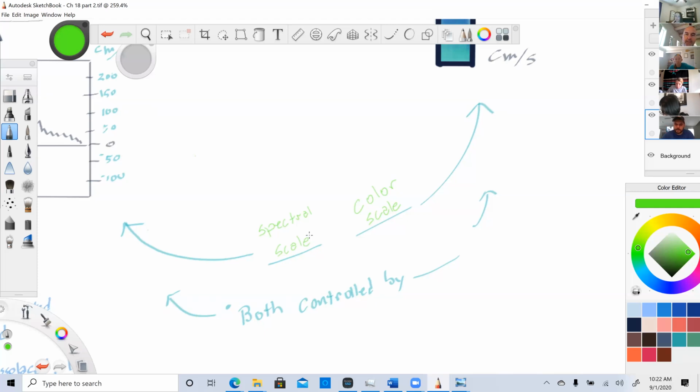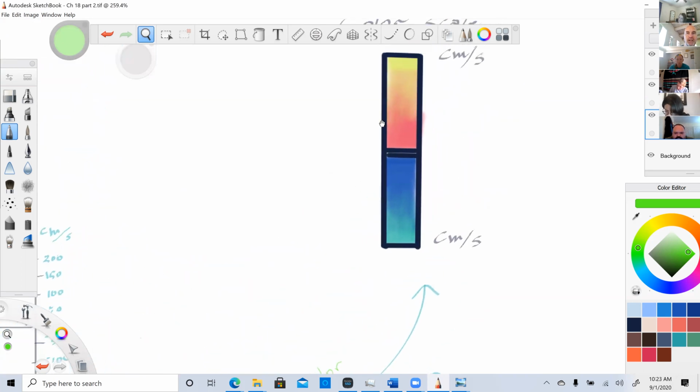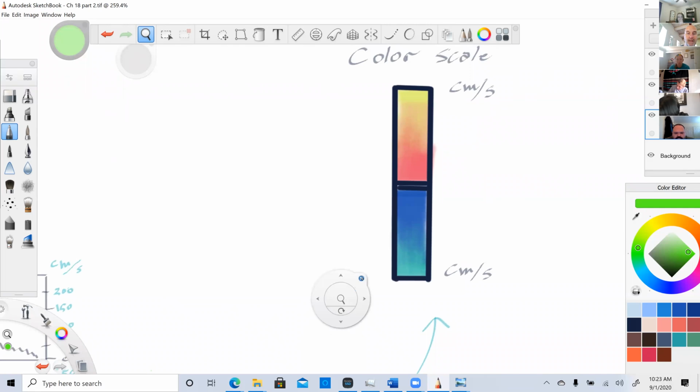Spectral scale, okay? Both are controlled by PRF, pulse repetition frequency, which in Doppler is controlled by us. It is the farthest left soft key. So when we have excess aliasing, we can change our scale. Or if we don't have enough information, we could change our scale.